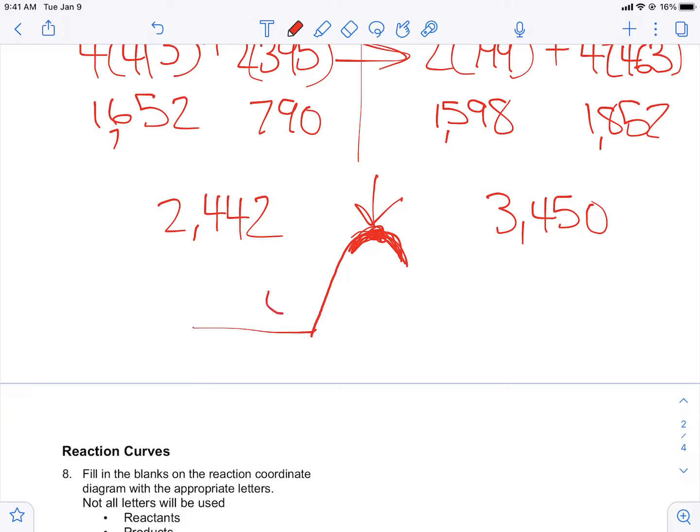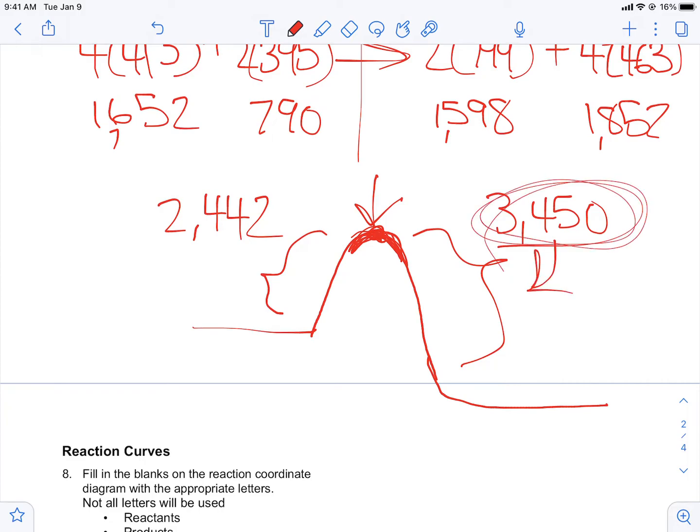2,442. But this will drop lower because it's changing 3,450. So if you have a greater change, remember, this is not the energy level. This is the change in energy from the center of the reaction. If you have a greater change on your right side, this is an exothermic reaction, showing that you have released more energy than you had originally.